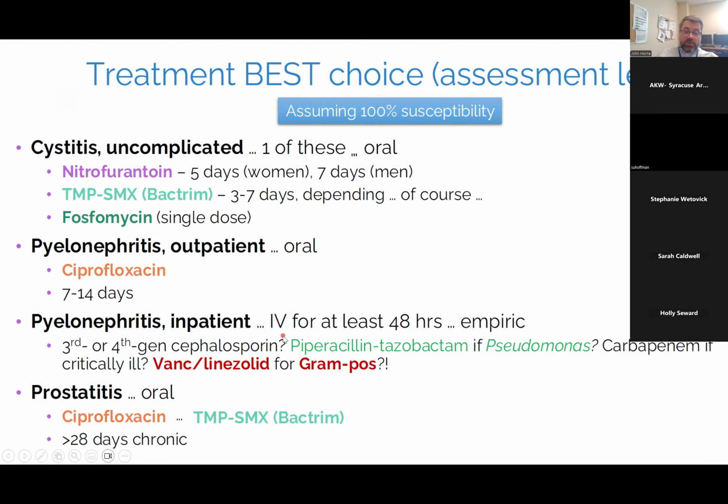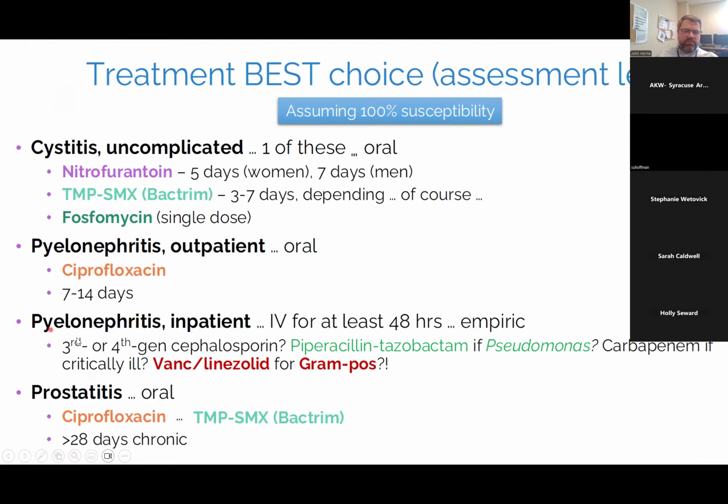Pyelonephritis inpatient. So does the patient need to be inpatient? We'll talk about that in just a minute. This says IV for 48 hours. Generally, you would be giving IV antibiotics and reevaluating. Do they need to be in the hospital? Do they need IV? Can they leave?